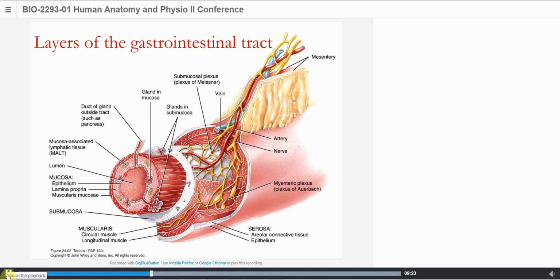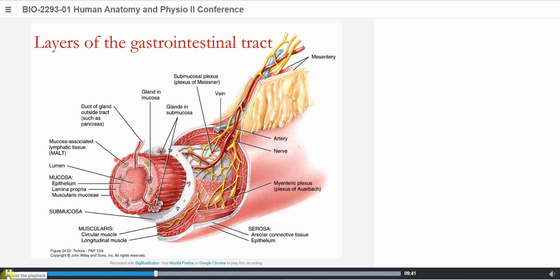Okay. The next layer is the lamina propria. There's some green things here. That's usually indicative of lymphatic tissue. So those are some MALT. Could be the Peyer's patches in the small intestine, for example.